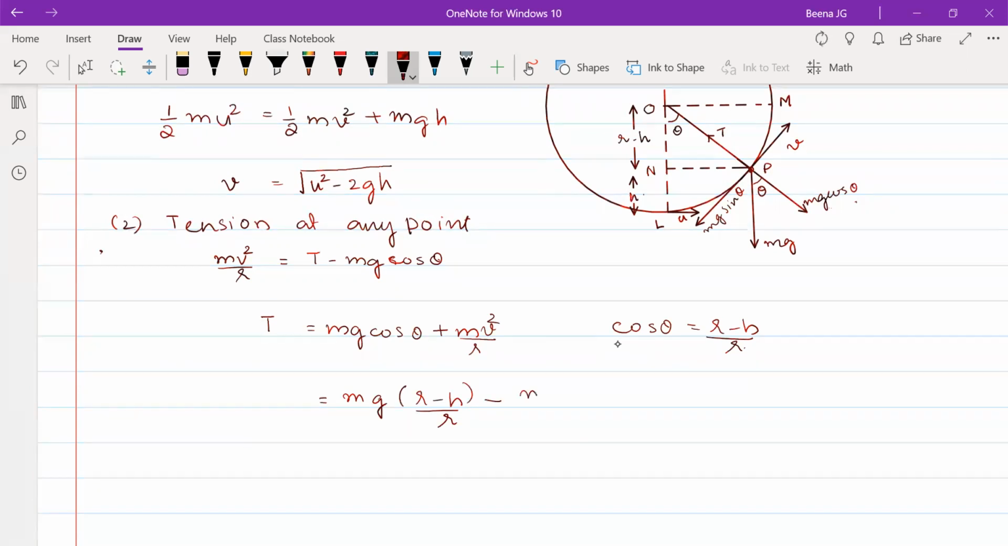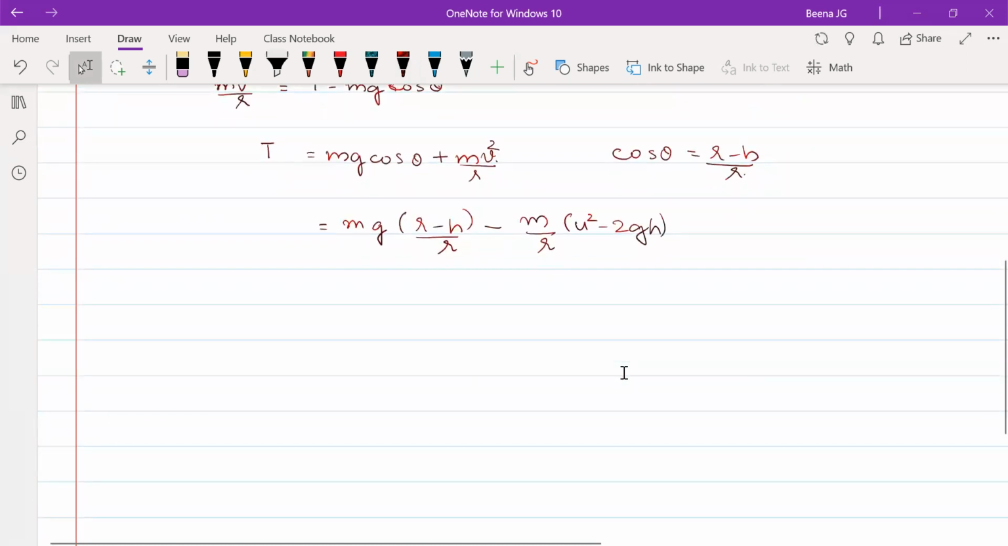minus m v square by r. And I'm also substituting the value of v that we have derived in the previous equation. So v is equal to root of u square minus 2gh. That means I can write v square as u square minus 2gh. Let me just write u square minus 2gh.